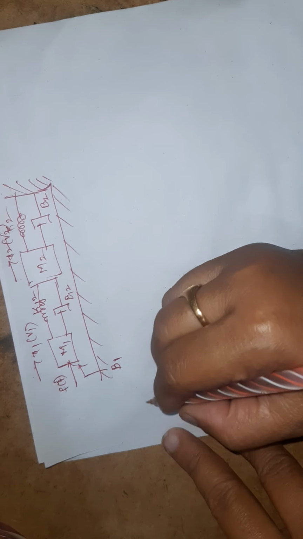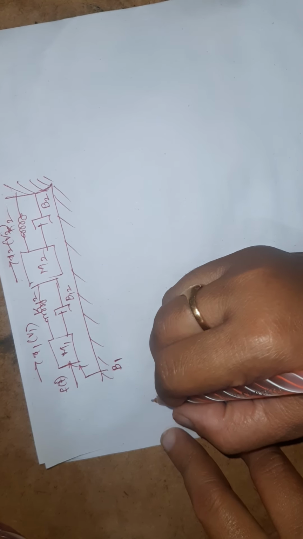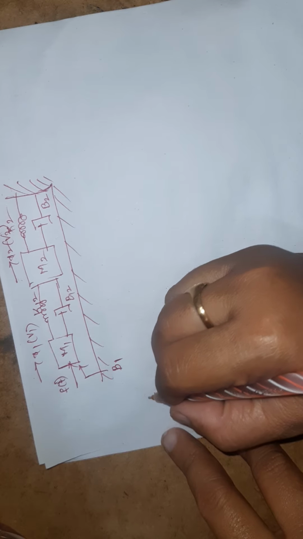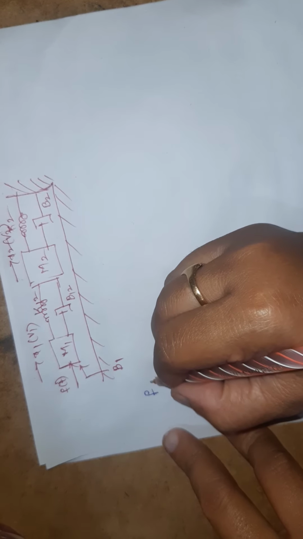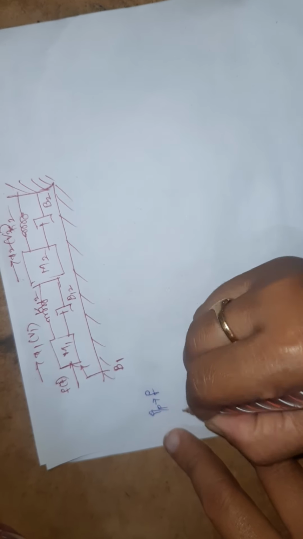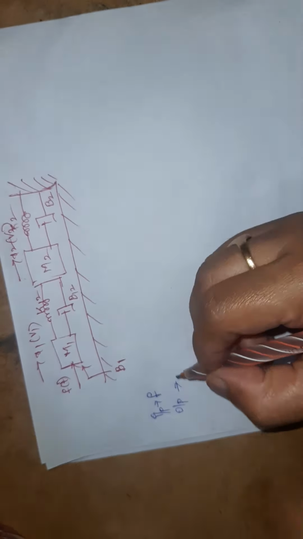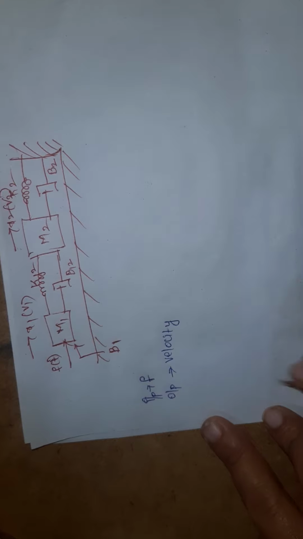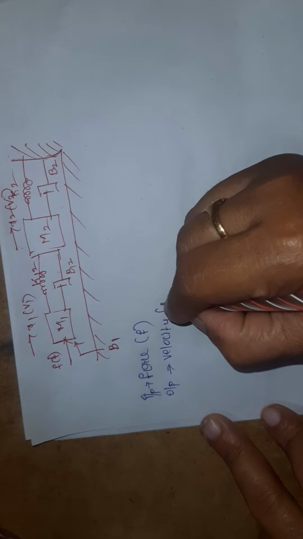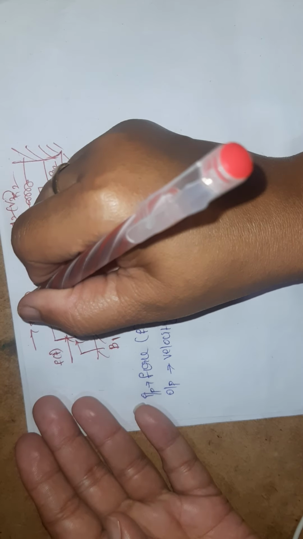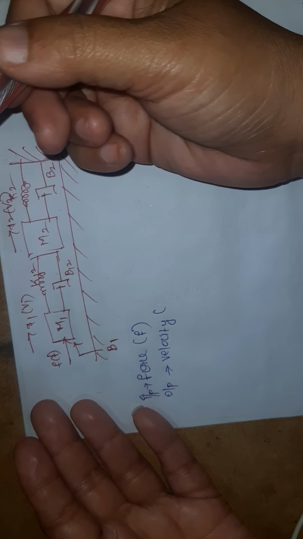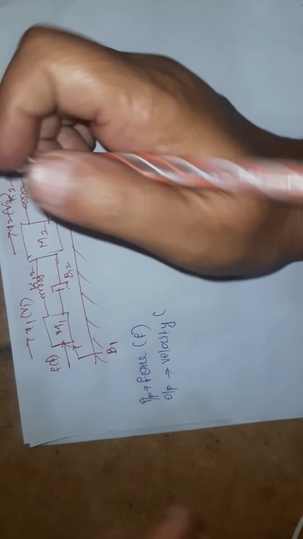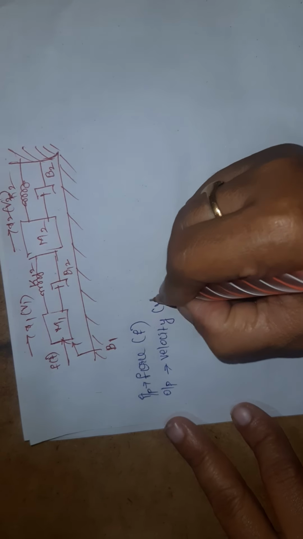Means comparison. So here the input is force F, and the output I am considering is velocity. Input force F, output velocity. To differentiate from a voltage source, we have to consider E as a voltage source, and velocity V.